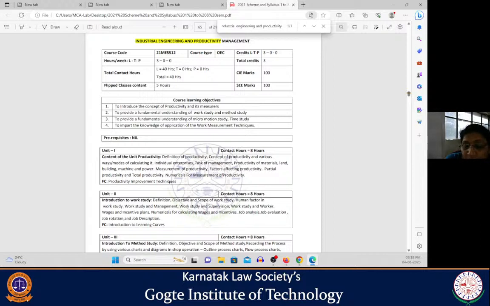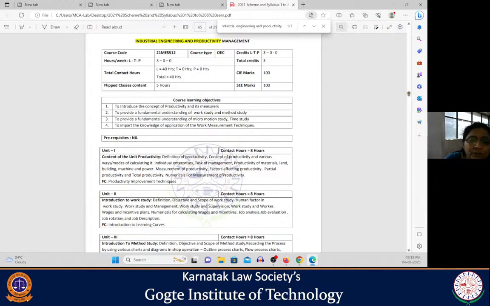You can say if at all you are going for business or if at all you are going for some industry, you are going to make more profit or more efficient work, or you can finish the work in less time with less resources. This is what is the concept. So industrial engineering is the concept wherein we are using a number of tools which are available to improve the productivity of the organization or to manage the productivity of the organization. This is what it is. That's why the combination industrial engineering and productivity management.